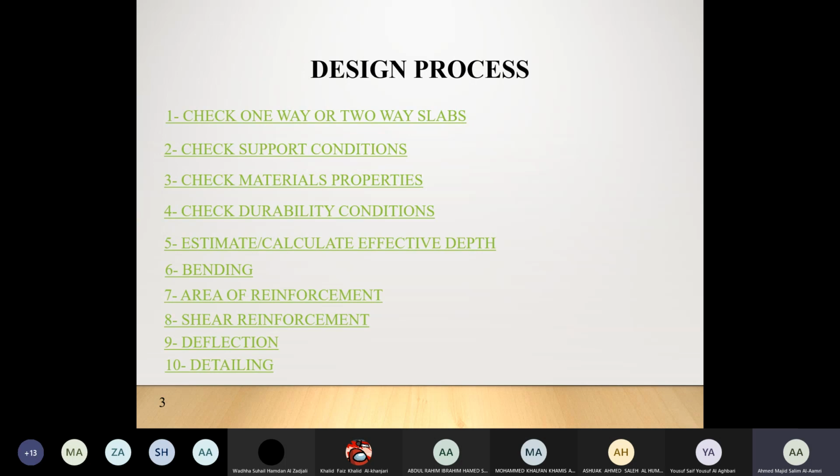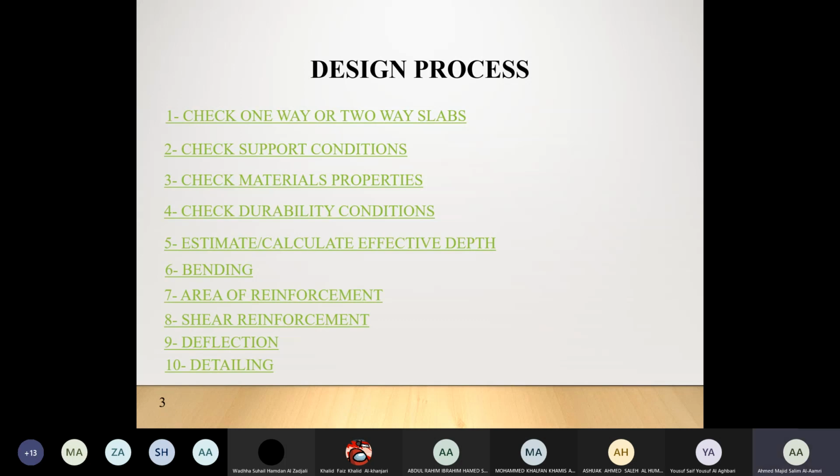We need to check the material properties, whether they have been given, or we need to get them from the code. Last class I taught you that there is 250 grade, there is 460, there is 500, and I told you that there is a table where we can know the grade of concrete as well. So let's check the material properties. If the materials have already been given and specified in the problem, then it would be easier for you. If they were not given, then you need to get them from the code.